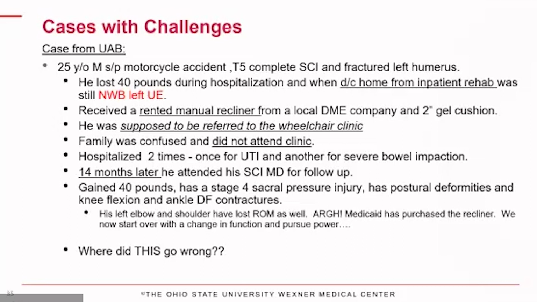Like this gentleman, a 25-year-old young man injured in a motorcycle accident, T5 spinal cord injury, fractured his left humerus. He tries to go through inpatient rehab, has some limitations because he's non-weight bearing on his left arm. He received a rented manual wheelchair with a 2-inch cushion, with the hope of, let's see what happens with your left arm. You're young, you're healthy, generally speaking. You get that arm healed, you should be able to push a K5 in time. So let's get you that rented cushion, and then let's get you that referral.